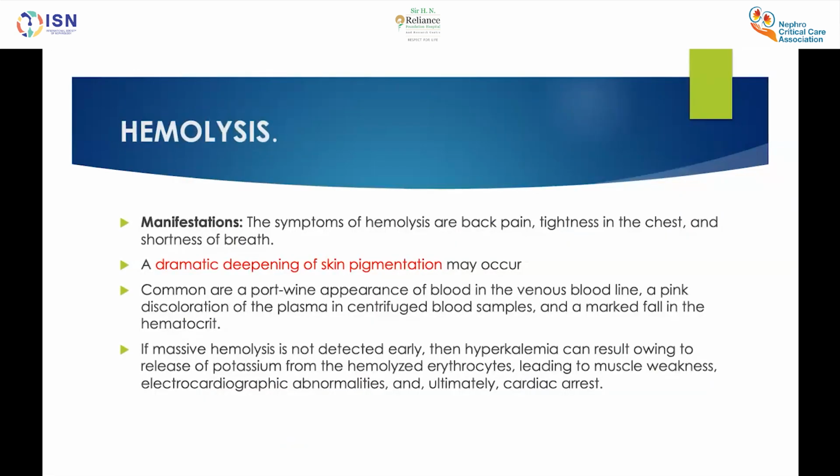Now a bit about hemolysis. The symptoms of hemolysis could be back pain, tightness in the chest, and shortness of breath. There could be a deepening of the skin pigmentation. But visually, what you see is a port wine appearance of the blood in the venous bloodline and a pink discoloration of the plasma in centrifuged blood samples. And there is a marked fall in the hematocrit. If massive hemolysis is not detected early, then hyperkalemia can result owing to release of potassium from the hemolyzed erythrocytes, which could lead to muscle weakness or ECG abnormalities and ultimately cardiac arrest.